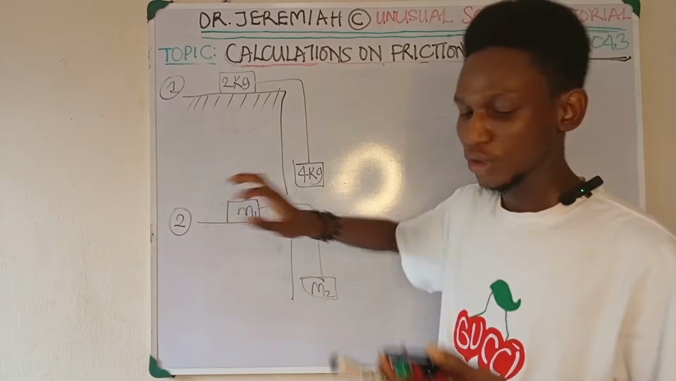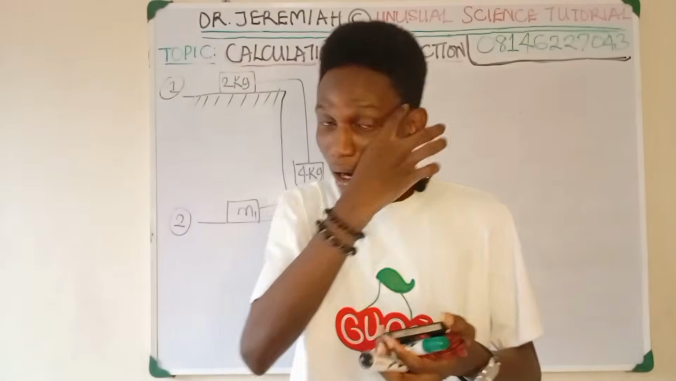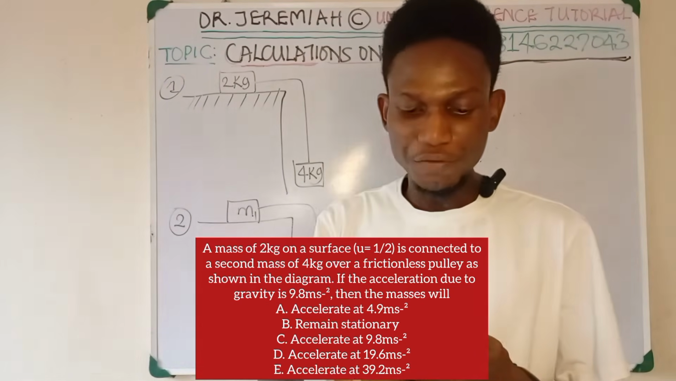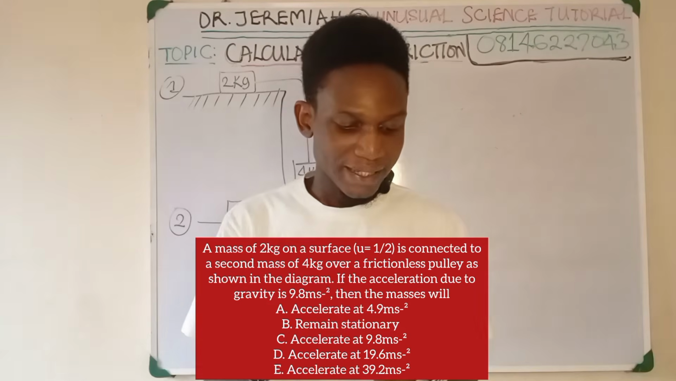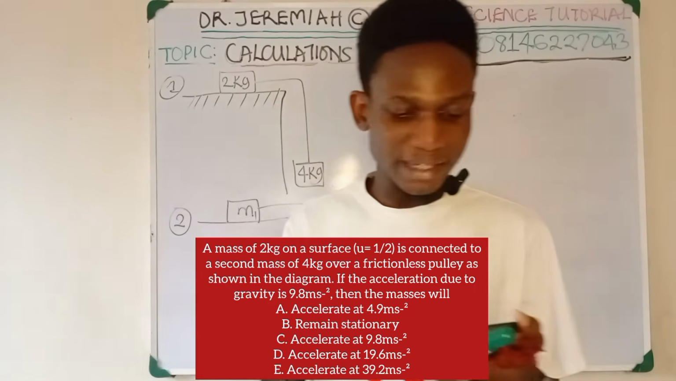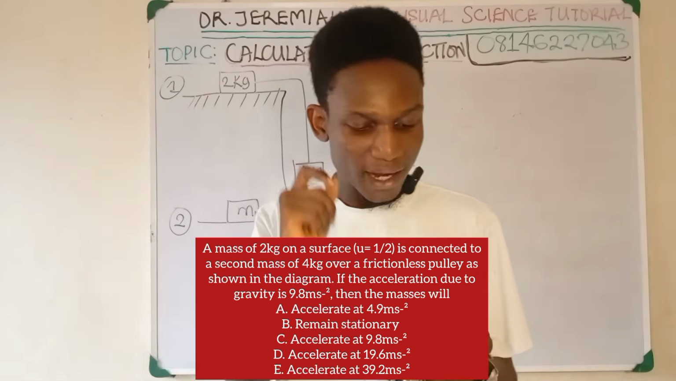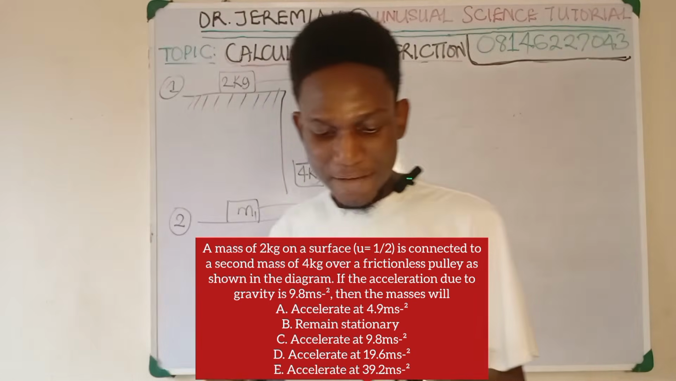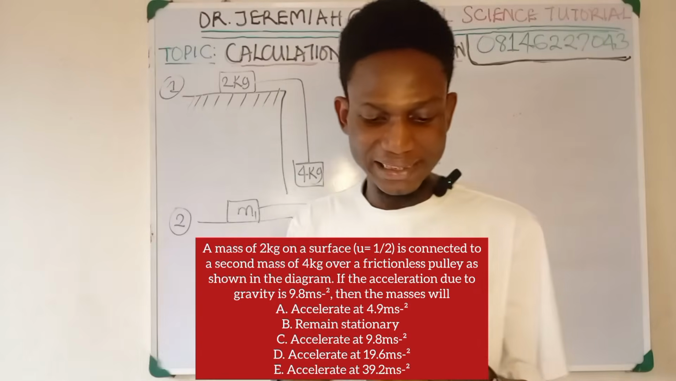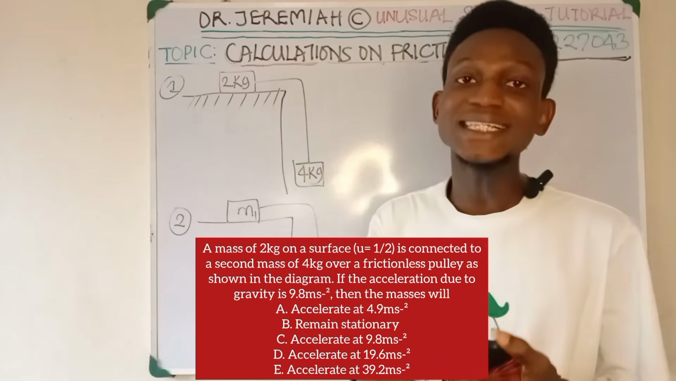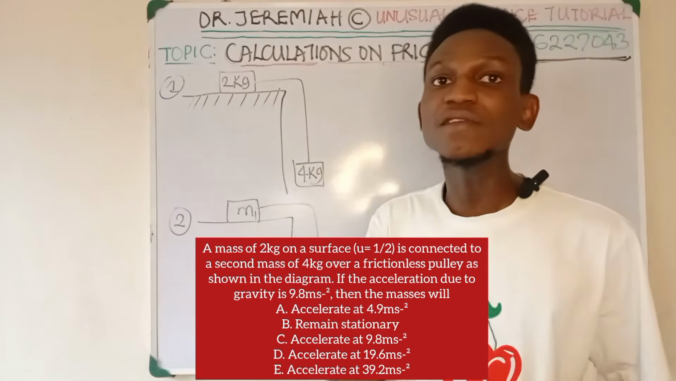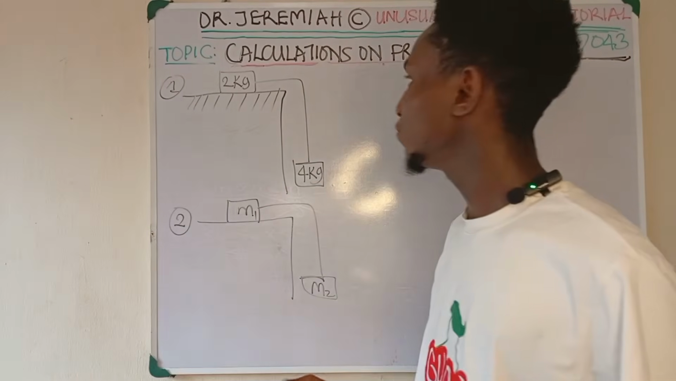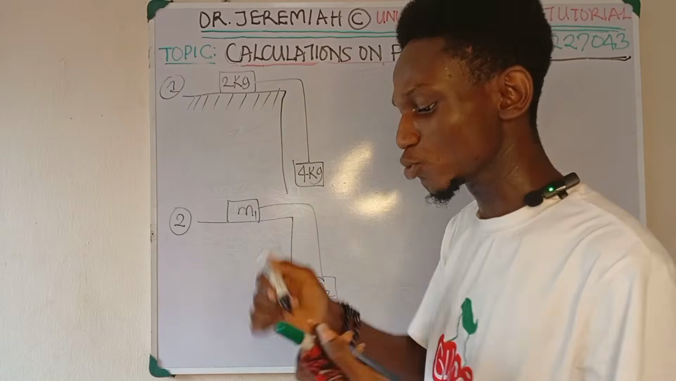Use the 2 diagrams. The first question says a mass of 2 kg on a surface, coefficient of friction equal to 1 over 2, is connected to a second mass of 4 kg over a frictionless pulley as shown in the diagram. If the acceleration due to gravity is 9.8, then the masses will accelerate at... There are 2 ways of solving this question, but let me first show you the hard way. Now, what do you do first? This is a smooth surface.